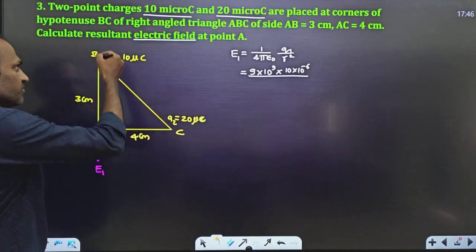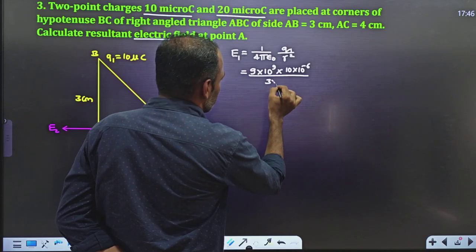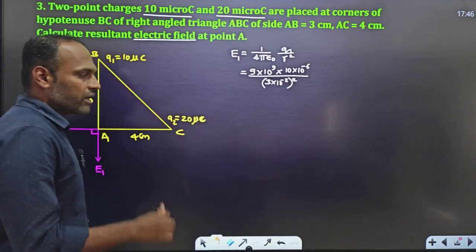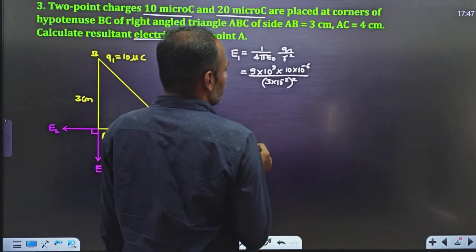How much is the distance? Distance is 3 centimeter. You take it in meter. Take it in meter. 3 into 10 to the power minus 2 whole square, I will write. 3 into 10 to the power minus 2 whole square. Correct? Okay, let us simplify this then.